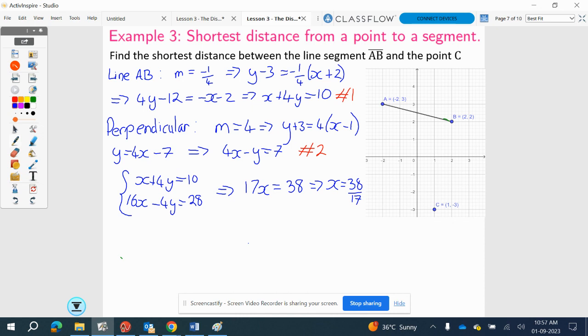divided by 17. Okay, so reviewing the problem, we find the gradient of the line AB. We find the equation of the line AB. I'm going to be doing an equation system later, so I'm just expanding that.